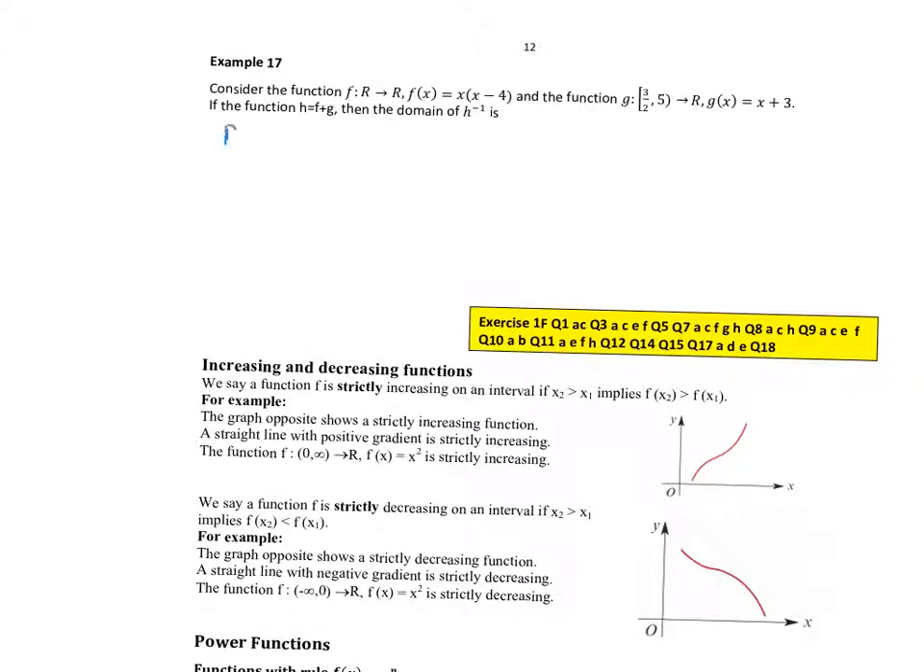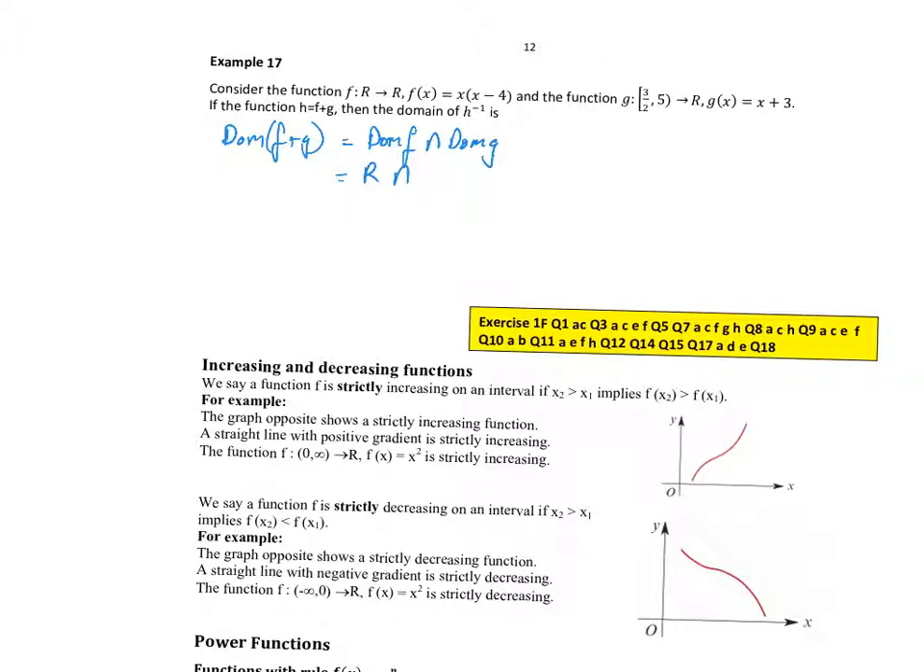Okay, if you have a look at this graph, we need to find the domain of the inverse function, which means we need the range of the original function h. So let's consider the original function, which is f plus g. So the domain of f plus g is going to be the intersection of the domain of f and the domain of g. Both functions need to exist.